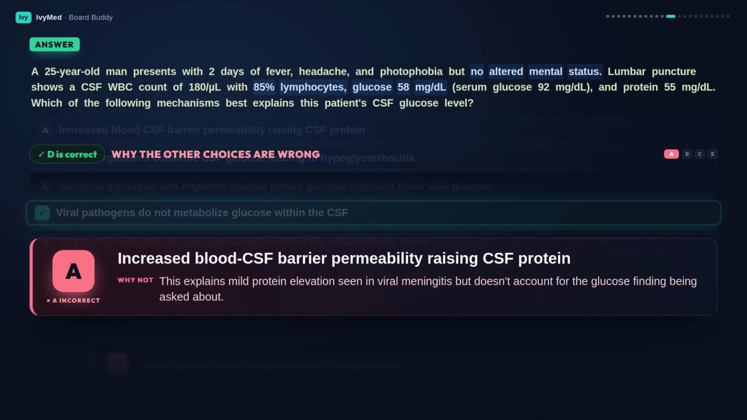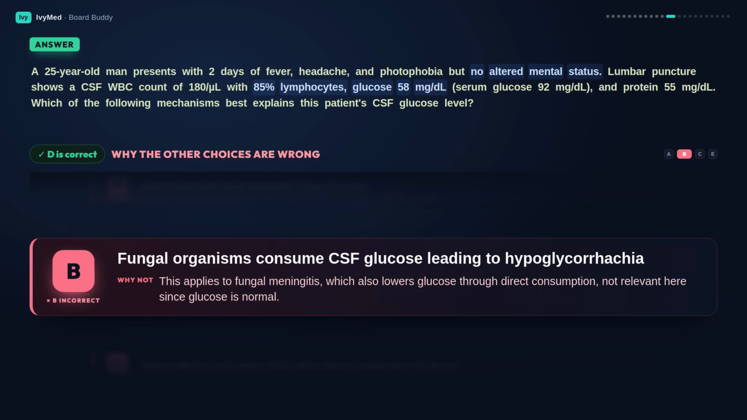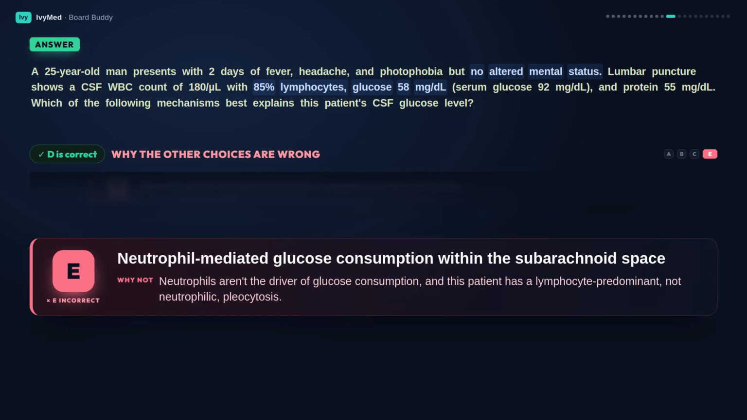Now the others. A. This explains mild protein elevation seen in viral meningitis but doesn't account for the glucose finding being asked about. B. This applies to fungal meningitis, which also lowers glucose through direct consumption. Not relevant here since glucose is normal. C. This describes bacterial meningitis, which produces low glucose and neutrophilic pleocytosis, not this patient's picture. E. Neutrophils aren't the driver of glucose consumption, and this patient has a lymphocyte-predominant, not neutrophilic pleocytosis.